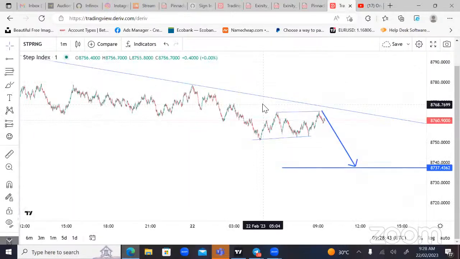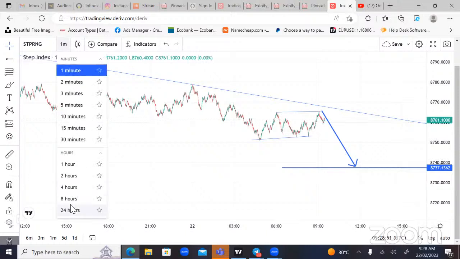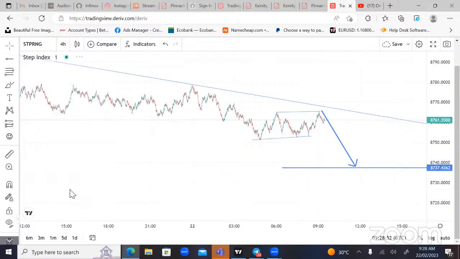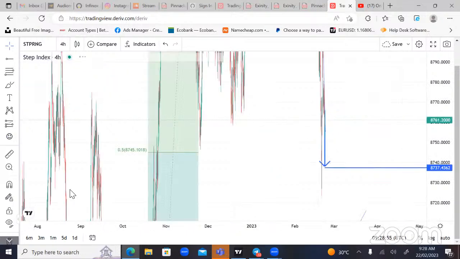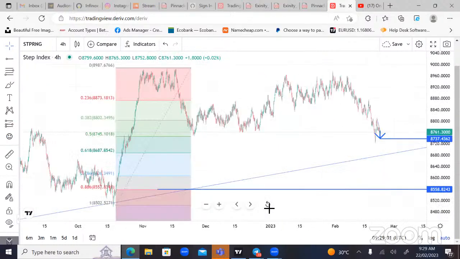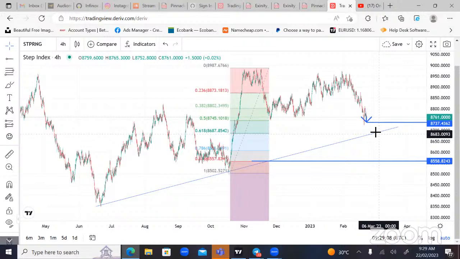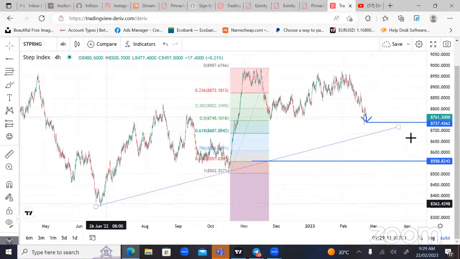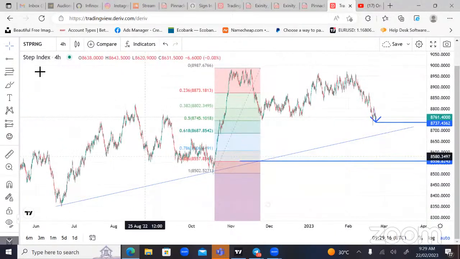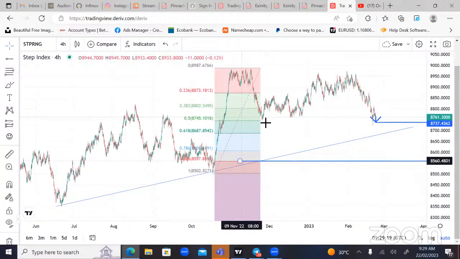Okay, so I saw this on step index, on the 4 hour. On the 4 hour, I saw this pattern, like it's in a downtrend. Already, I'm using trend line as my dynamic support zone. Now there is something over here. I can see more or less like a harmonic pattern.